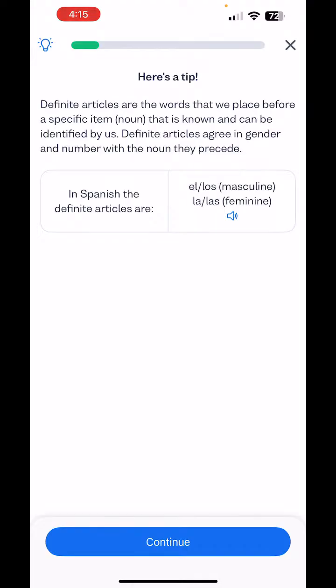Definite articles are the words that we place before a specific item, noun, that is known and can be identified by us. Definite articles agree in gender and number with the noun they precede. The definite articles are el, los, masculine, la, las, feminine. See, Duolingo never did that, which I really enjoy, learning the grammar of the language.